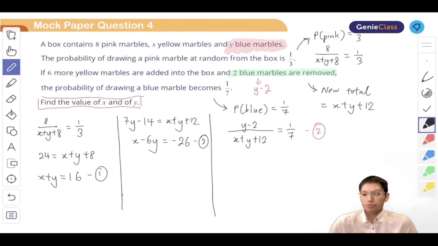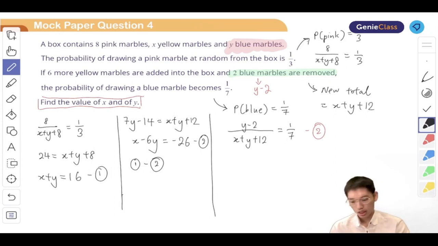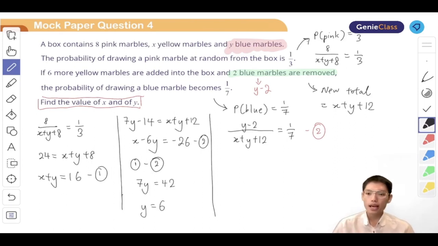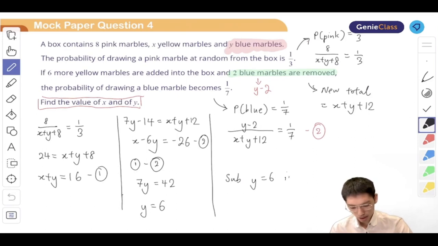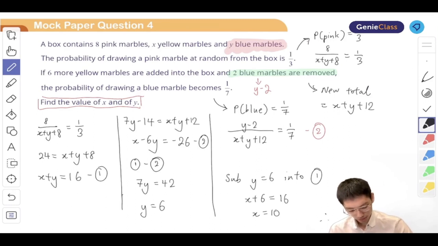But over here, we can actually realize, if I do 1 minus 2, in this case elimination, I'm going to get y minus 6y, that gives me 7y equals 42, y equals 6. And from there, you can sub into any expression you prefer. Sub y equals 6 into 1 or 2. I'll sub into 1 for you all. x plus 6 equals 16. x equals 10. So that's how you do it.